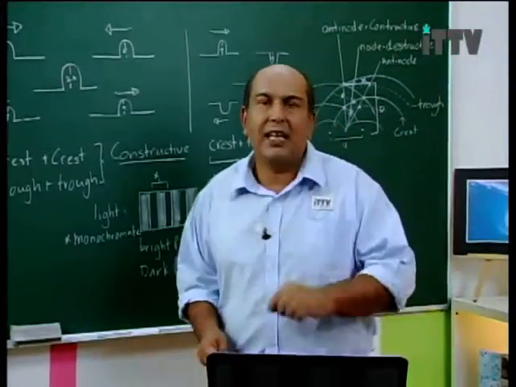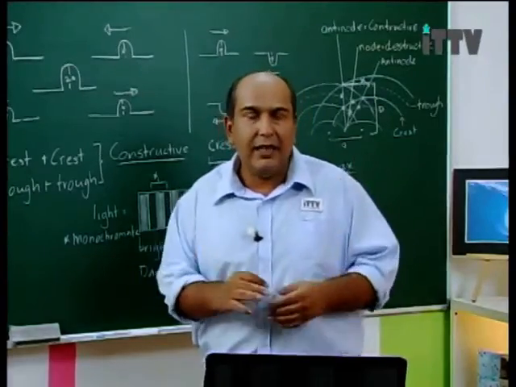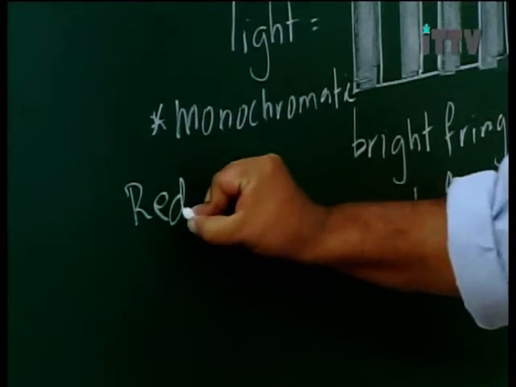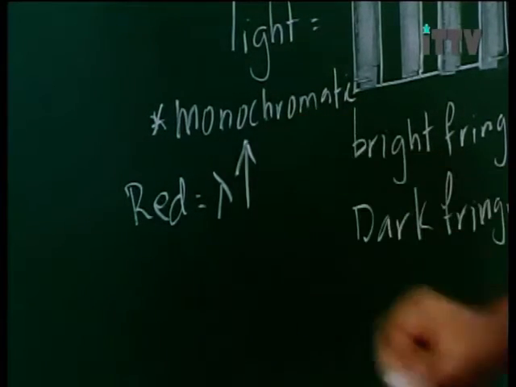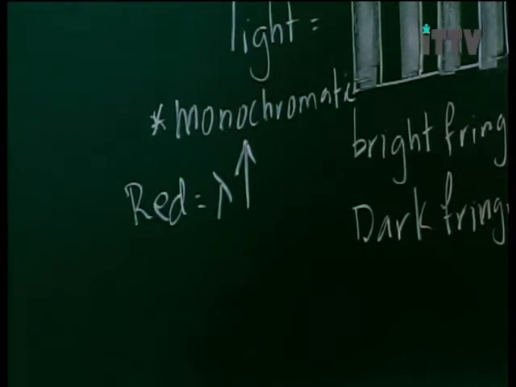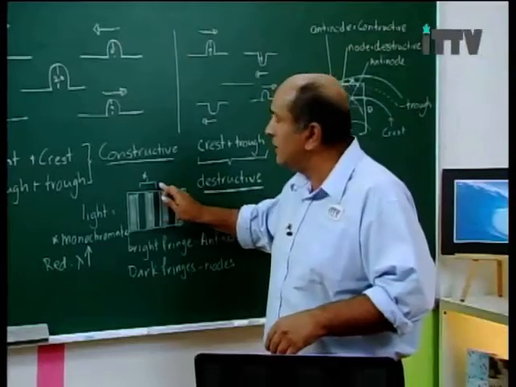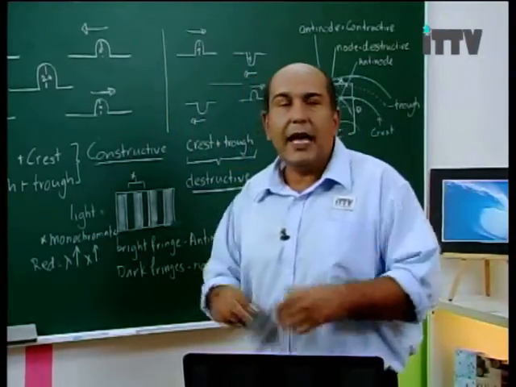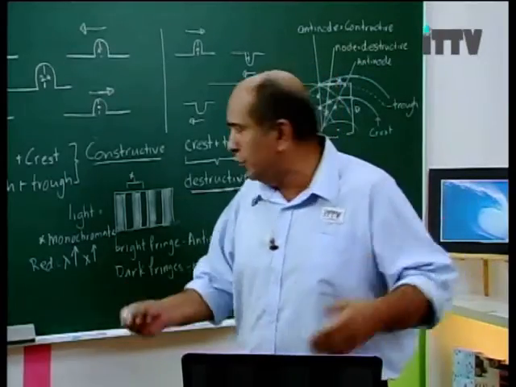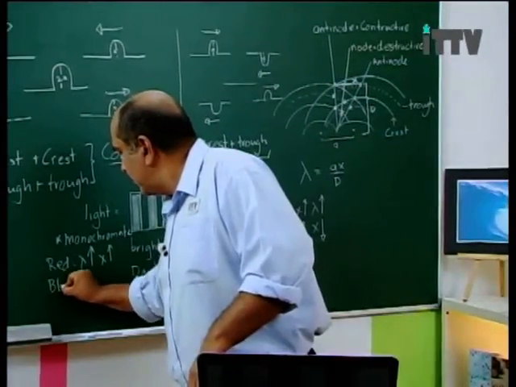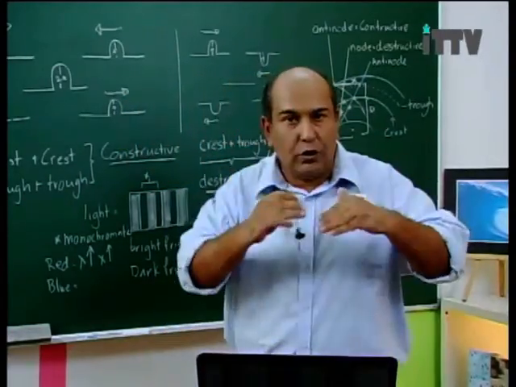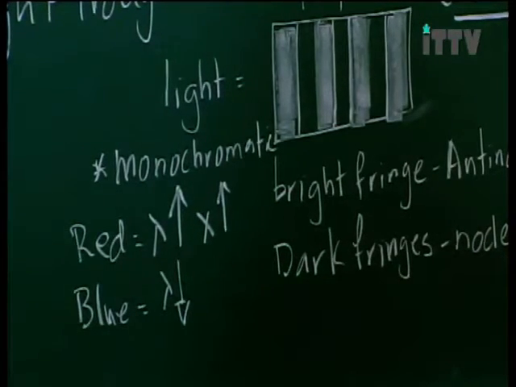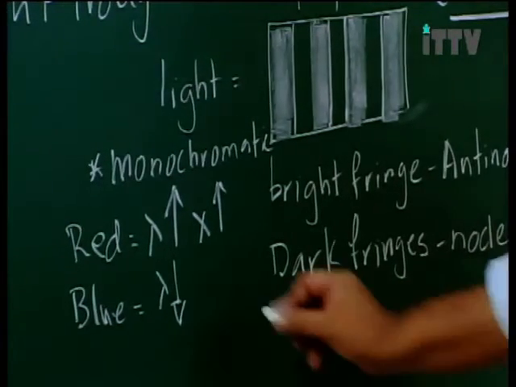Monochromatic light means one color only. Now, red light has a long wavelength. So let's put that down here. Red, lambda is long. So if red light has a long wavelength, it means X, this distance, will be greater. And if you use a different colored light, let's say blue, where your wavelength is shorter, it means X will also be a shorter value or a smaller value.